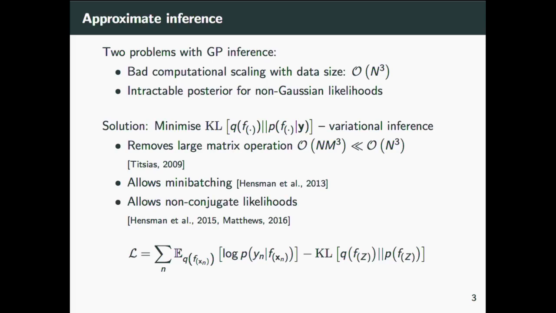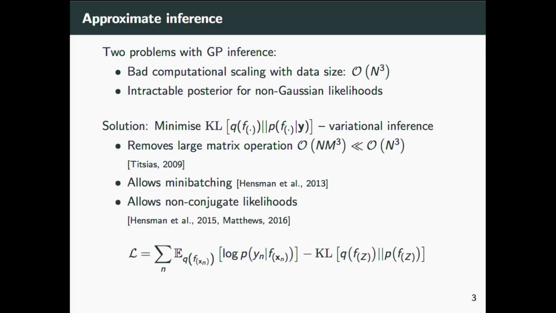This framework has been developed over a long period of time, and the final contributions that led up to enabling this work were the removal of the large matrix operation, the large inverse, the development of mini-batching schemes in the variational lower bound, and the ability to incorporate non-conjugate likelihoods. All these contributions led to the variational lower bound that you see below, and this is the variational lower bound that we're going to use. The nice thing about it is that if you optimize it, you actually minimize a KL divergence between an approximate tractable distribution over functions and the true posterior distribution over functions given your data.